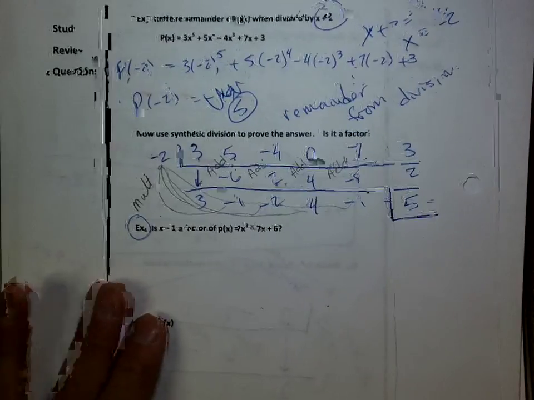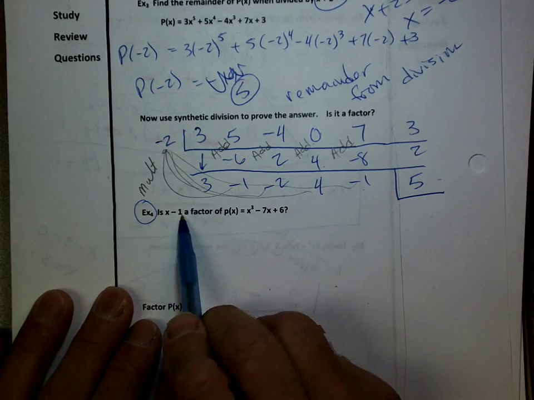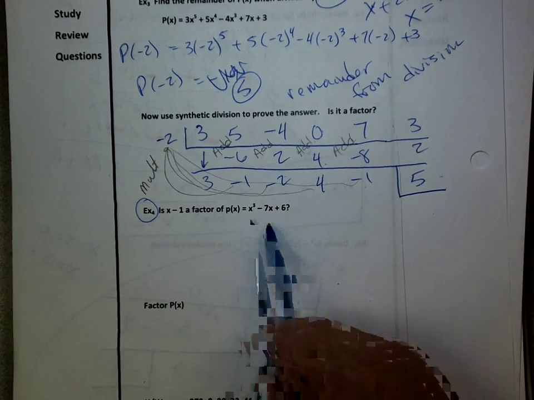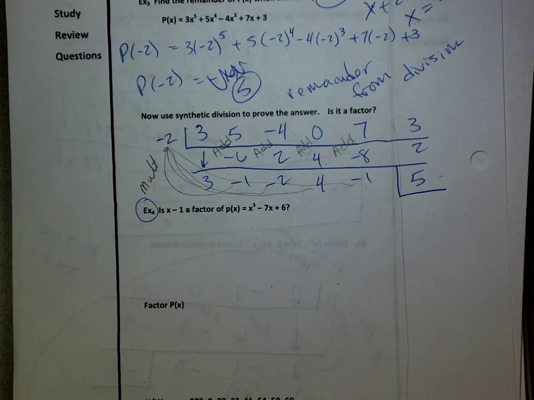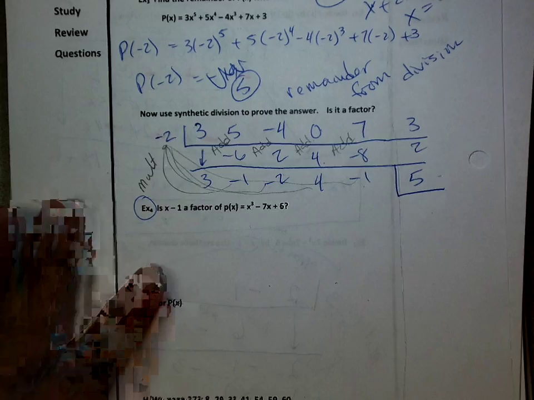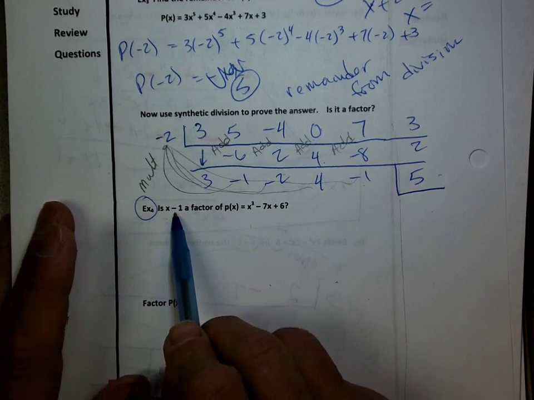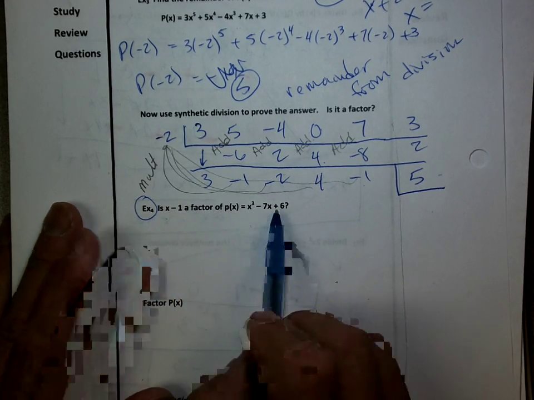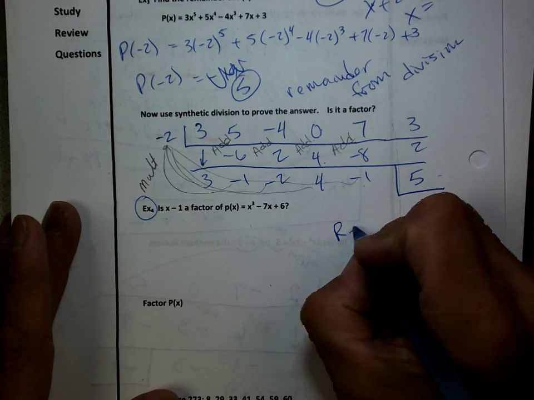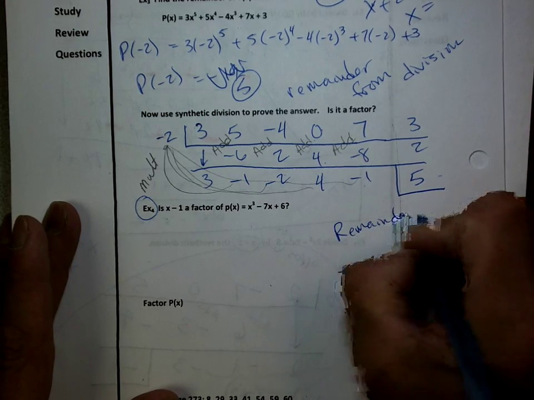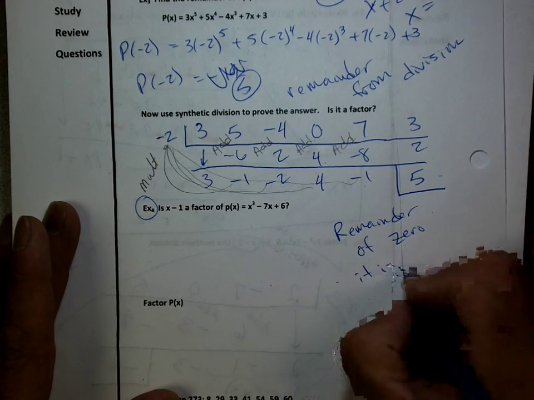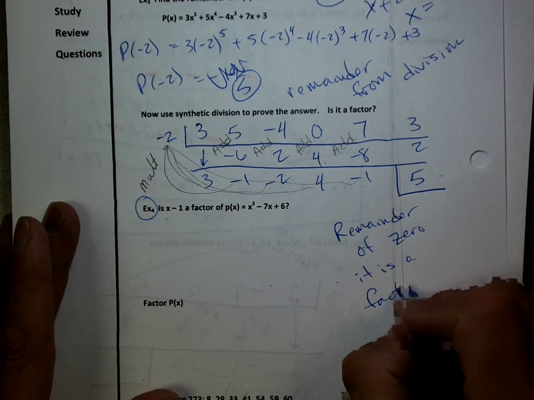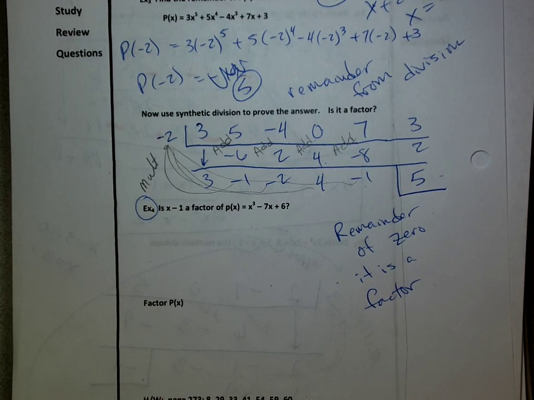Okay, example 4 is negative 1. Is x minus 1 a factor? And a factor means that basically it goes in evenly, okay? Just like in division. If it goes in evenly, then it's a factor. So what we're going to do is this. We're going to do synthetic substitution. If we get a remainder of 0, it is a factor. Get any other number and it's not a factor, but you got to get a remainder of 0.